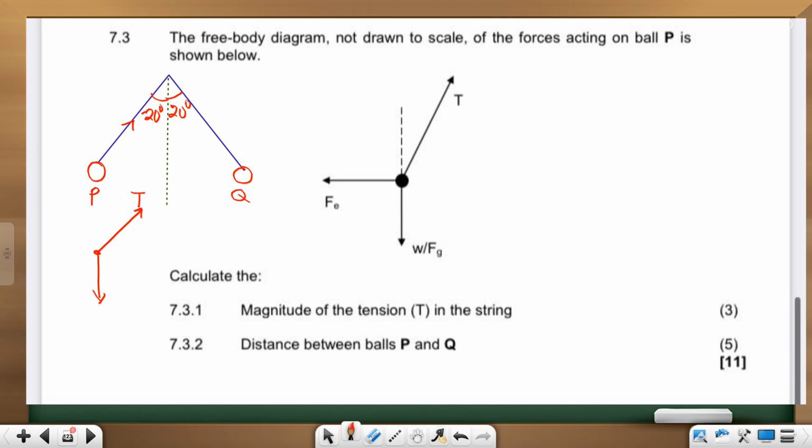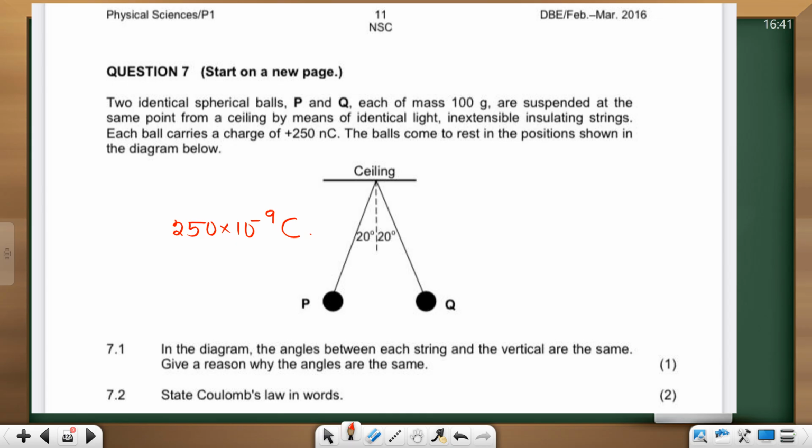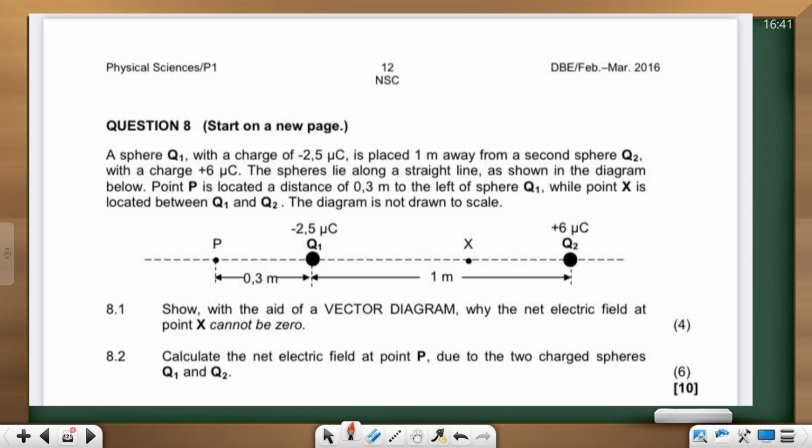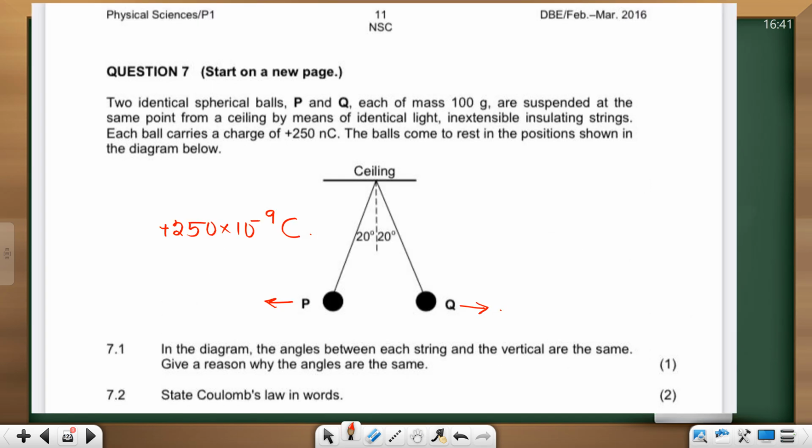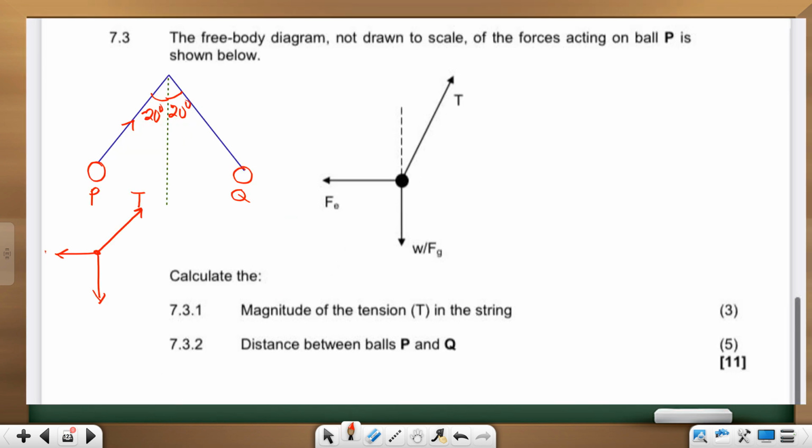I want to show you something here quickly. What is the charge on both of them? They are both positive. So they are repelling each other. This is why the electrostatic force is in that direction. That's where the free body diagram came from. All right, so we are going back to Newton's laws. Calculate the magnitude of the tension. Let me help you here with something quickly, guys. What is this? Yes, talk to me.